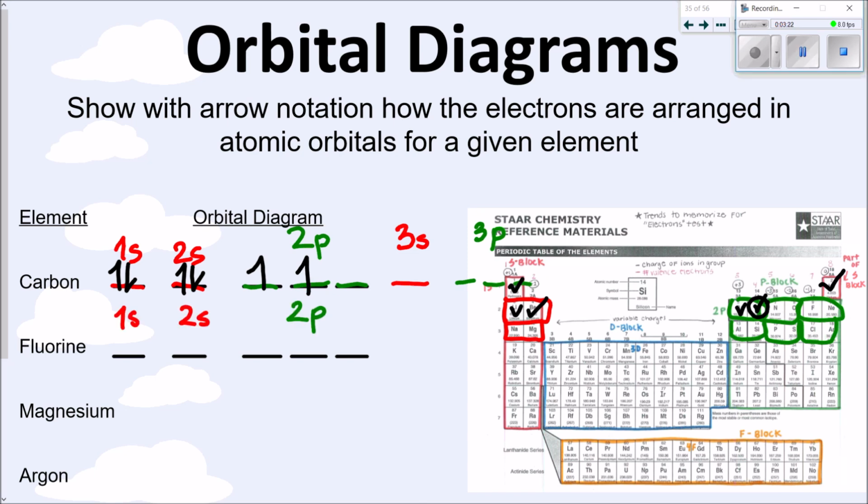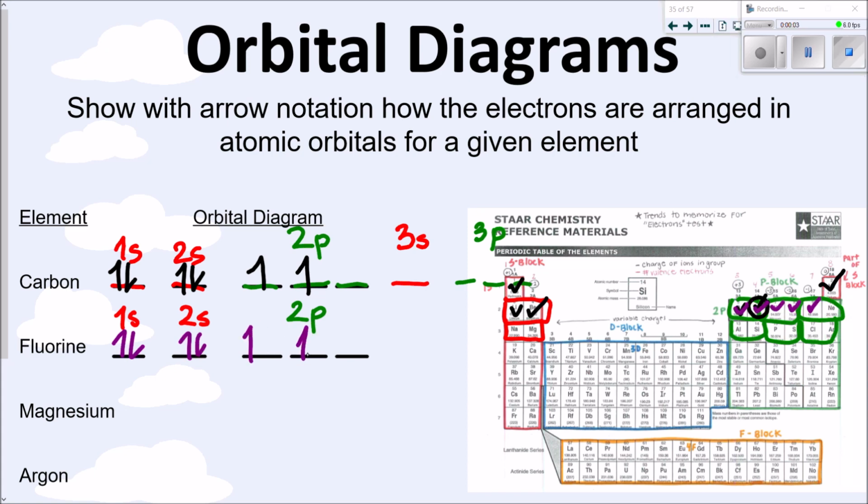Now let's do that again for fluorine, which goes just a little bit further than carbon. Fluorine also has 2 electrons in 1s and 2 electrons in 2s. When you get to the p block, it's going to have 1, 2, 3, 4, 5. That's where fluorine is. So 2p5. Let's see how this fills up.